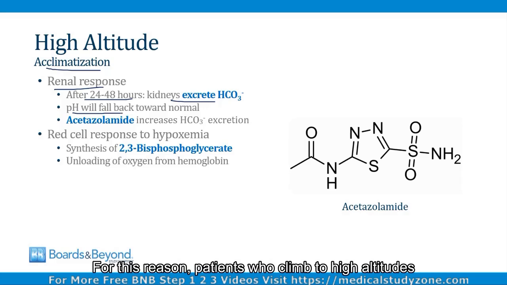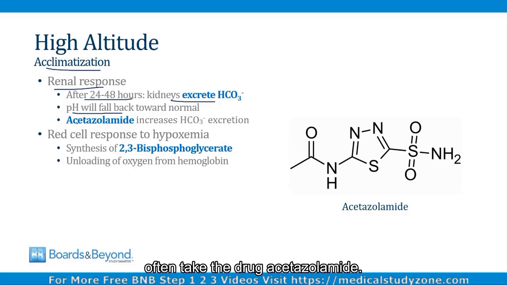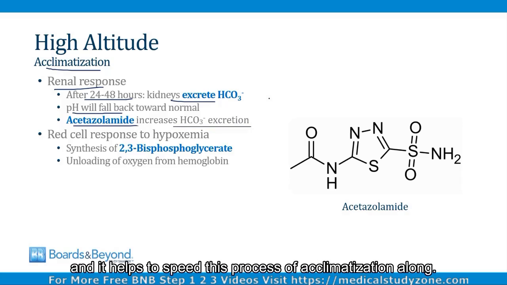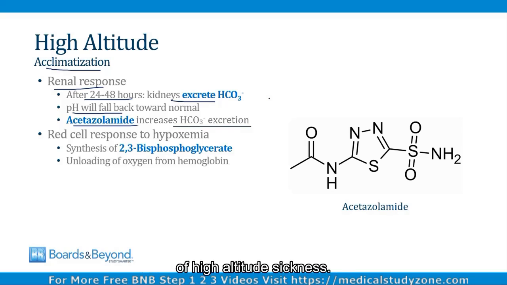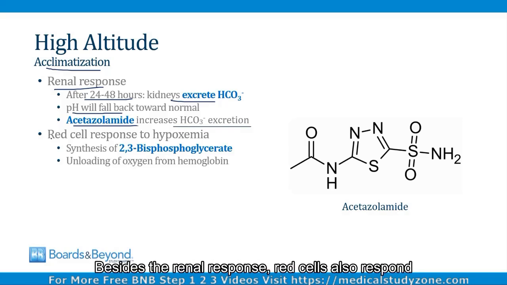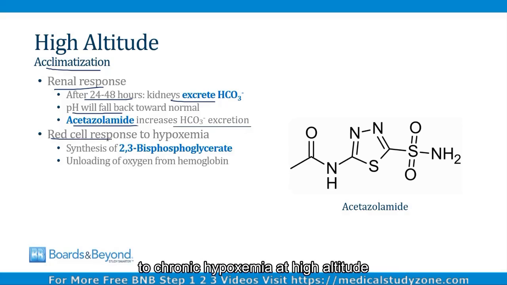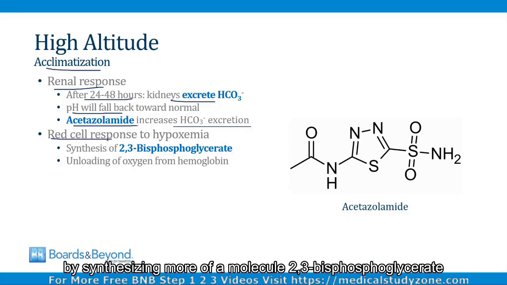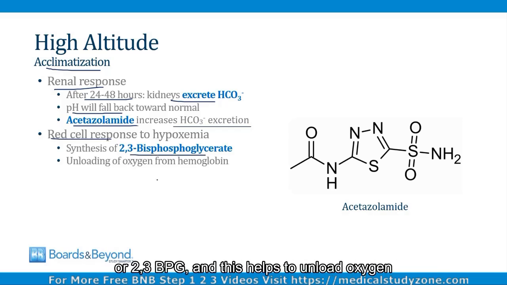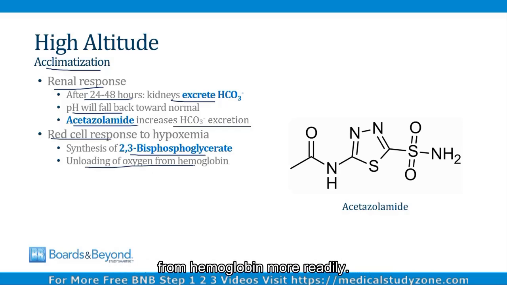For this reason, patients who climb to high altitudes often take the drug acetazolamide. What acetazolamide does is it promotes renal bicarbonate excretion, and it helps to speed this process of acclimatization along, and this helps to prevent symptoms of high altitude sickness. Besides the renal response, red cells also respond to chronic hypoxemia at high altitude by synthesizing more of the molecule 2,3-bisphosphoglycerate or 2,3-BPG, and this helps to unload oxygen from hemoglobin more readily.